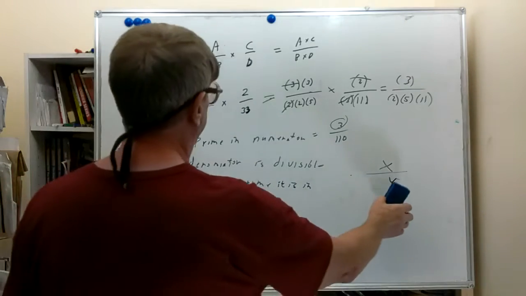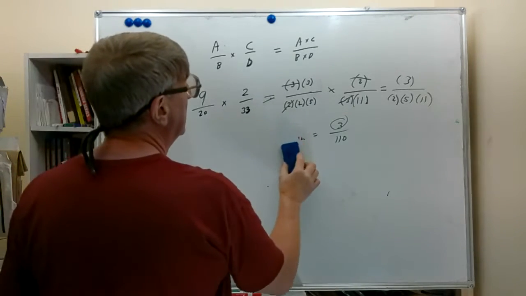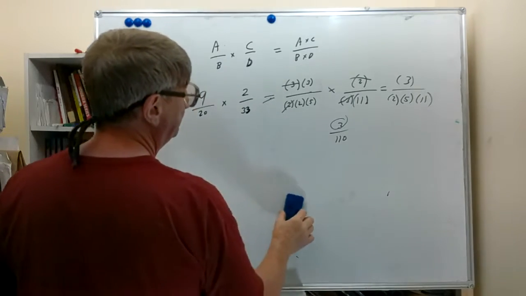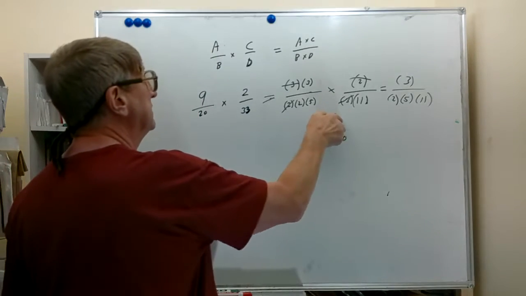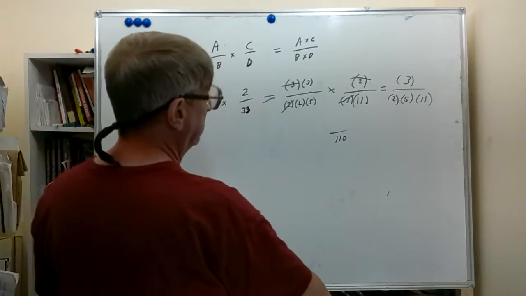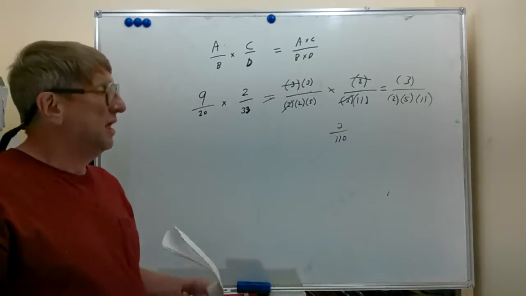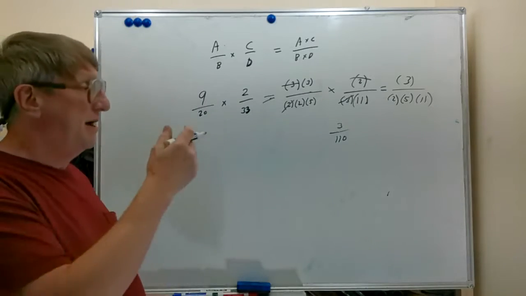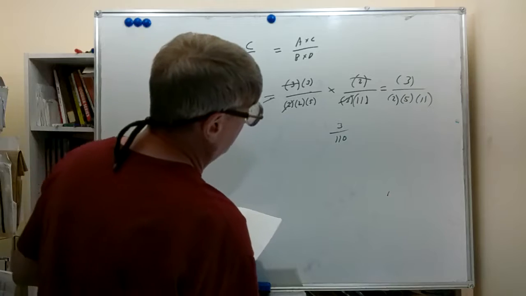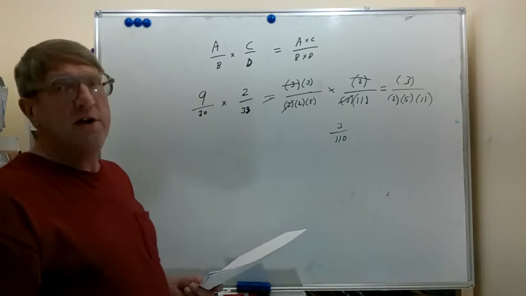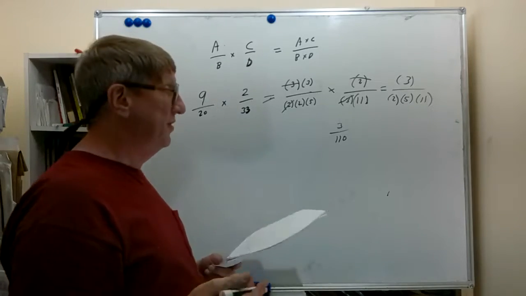So having a prime itself does not mean that it's in lowest terms. But if the prime is the numerator and the denominator is divisible by that prime, you can reduce it further. Otherwise, you cannot. If the prime is the denominator and the numerator can be divided by that prime, it can be reduced further. Otherwise, it cannot.